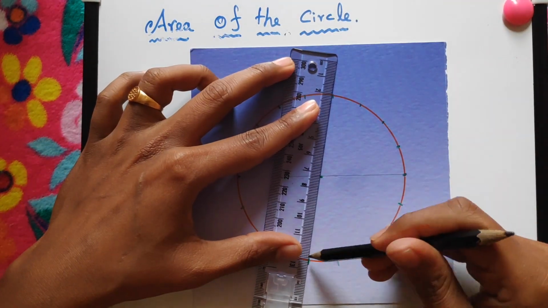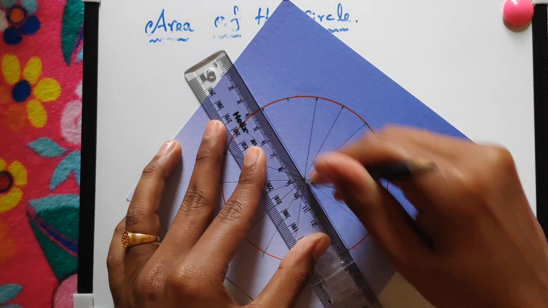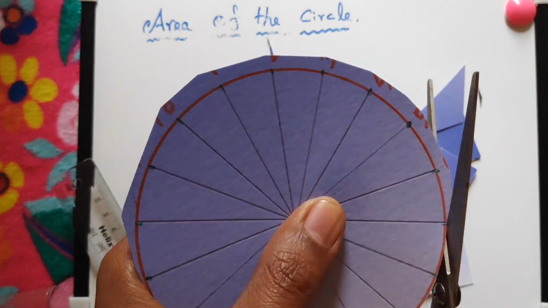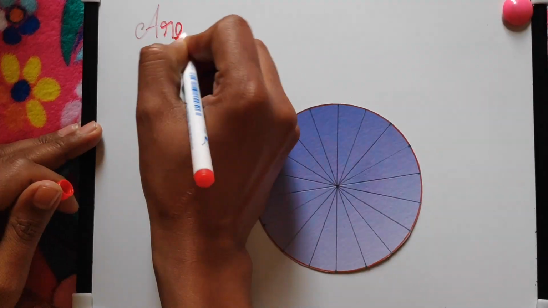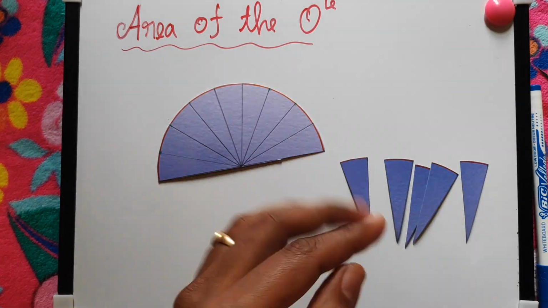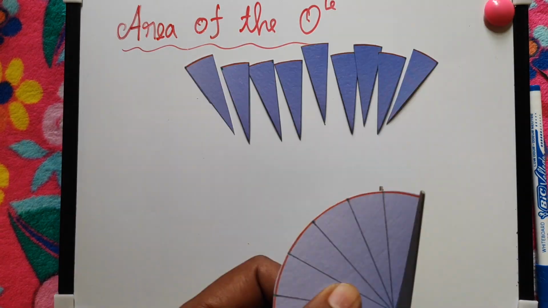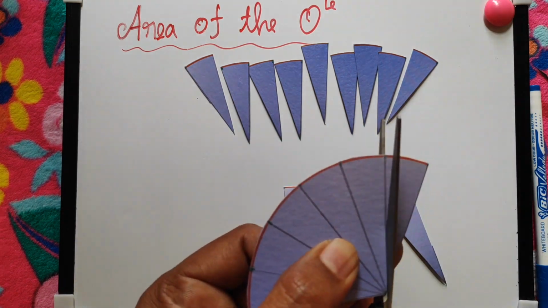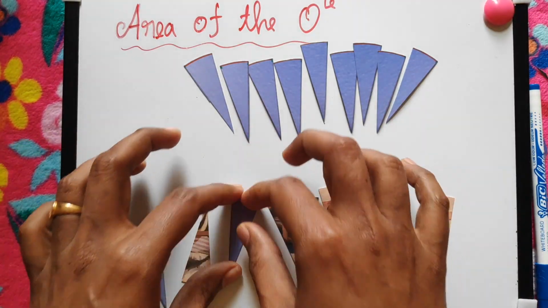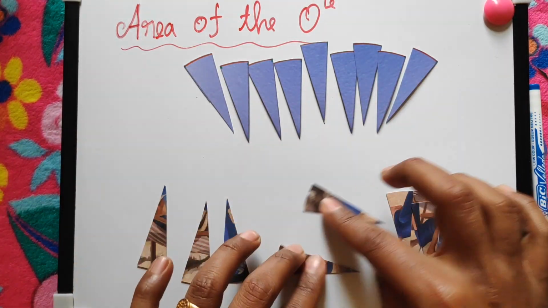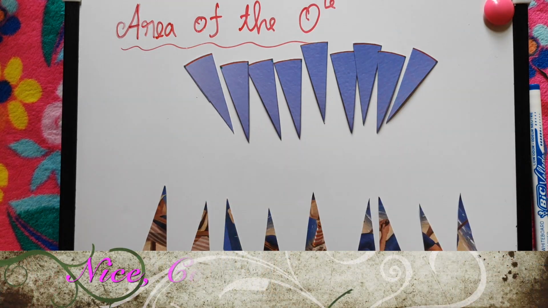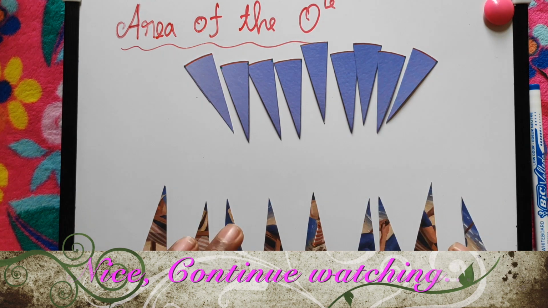Let's connect them properly. It's 1 to 18 now. Let's cut the remaining part so that we will get a nice circle. Let's cut them properly. Now all our 18 pieces are ready. We just have to arrange them properly to get a rectangle, one of each color, like this.